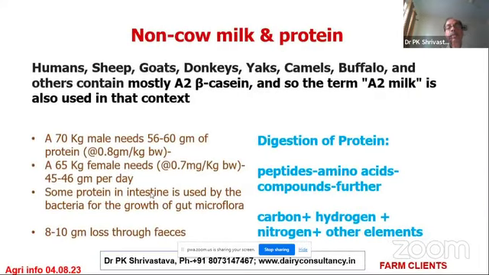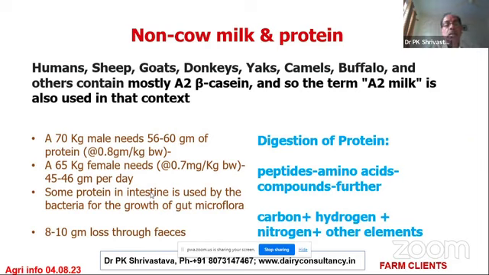Now, what is the position of the other milks? Human milk, sheep, goat, donkey, yak, camel, buffalo, and all other such milks contain A2 beta casein. And because of A2 beta casein, all these milks are termed A2 milk. You take any milk of these, it is A2 milk.